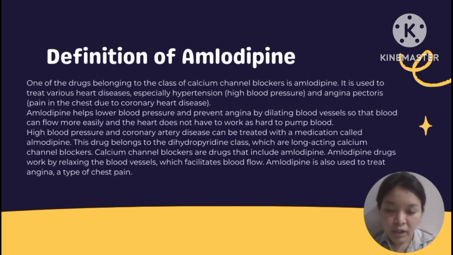High blood pressure and coronary artery disease can be treated with a medication called amlodipine. This drug belongs to the dihydropyridine class, which are long-acting calcium channel blockers. Calcium channel blockers are drugs that include amlodipine. Amlodipine drugs work by relaxing the blood vessels, which facilitates blood flow. Amlodipine is also used to treat angina, a type of chest pain.